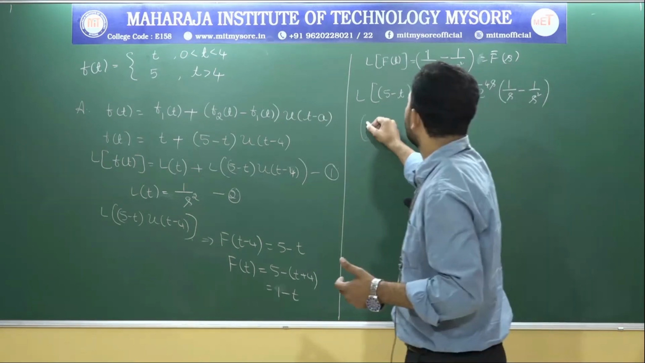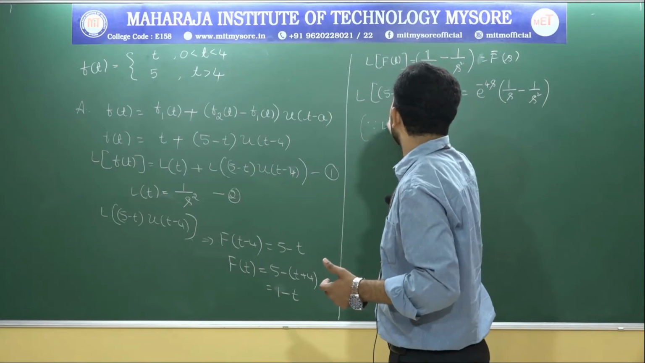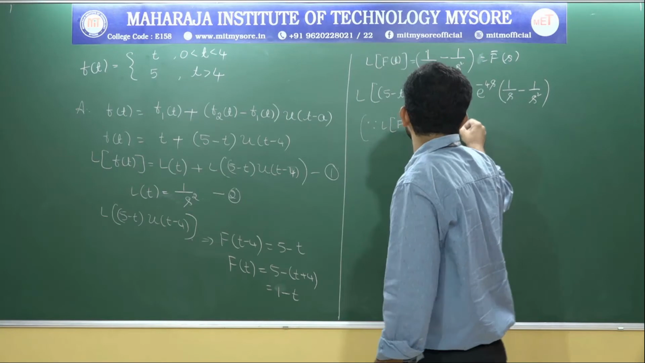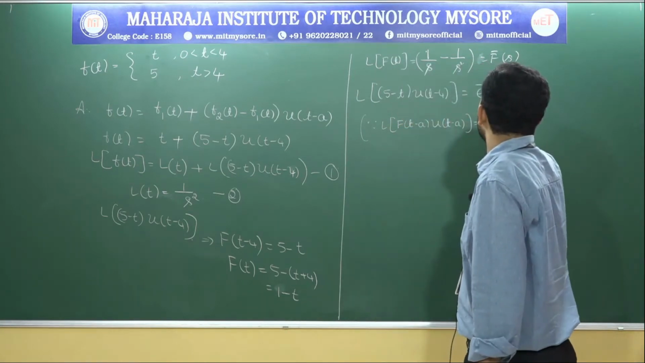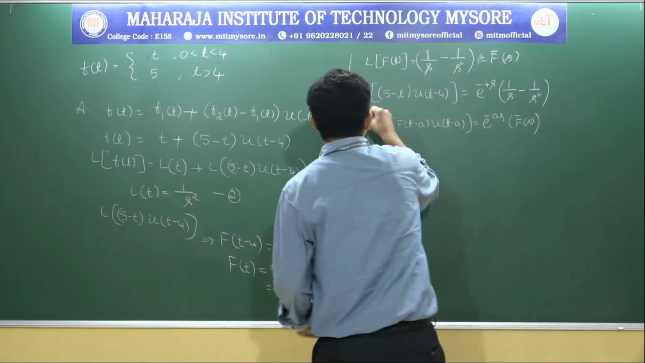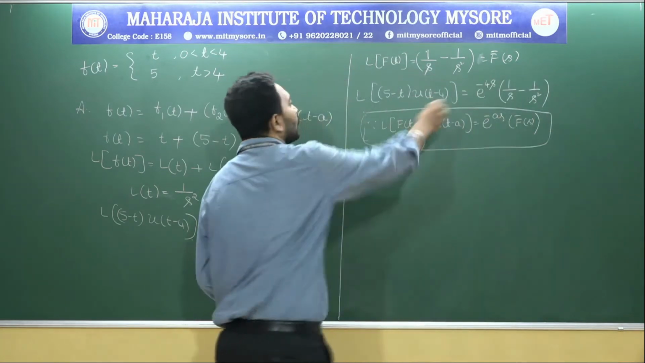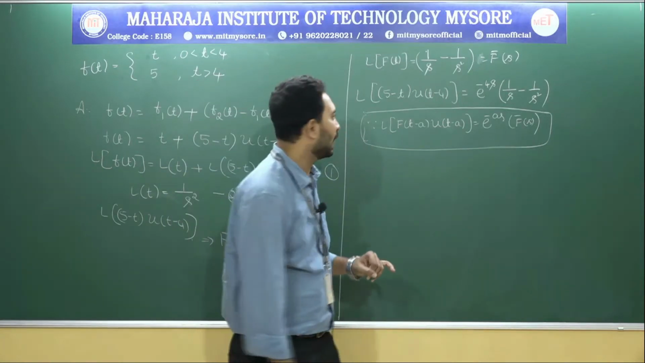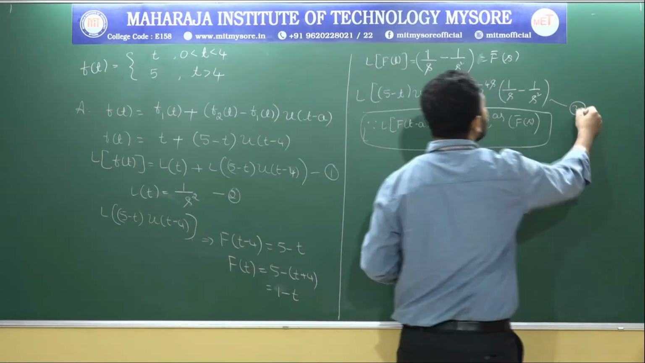Remember, here I have used the formula: Laplace of f of t minus a into u into t minus a is e power minus as into f bar s. I have used this formula to get e power minus 4s into 1 by s minus 1 by s square. I will take this as equation 3.